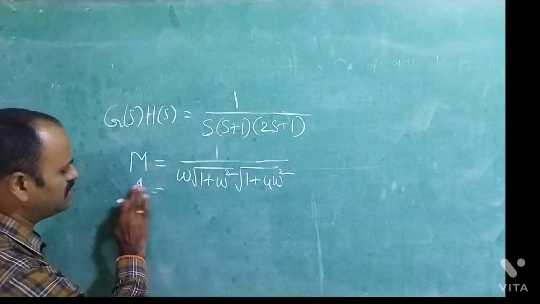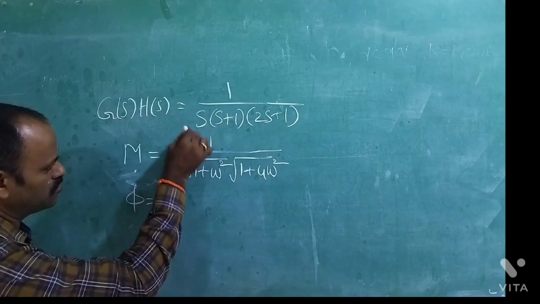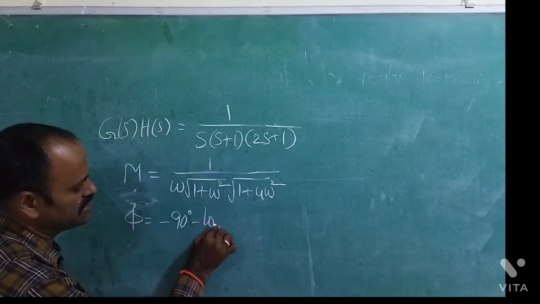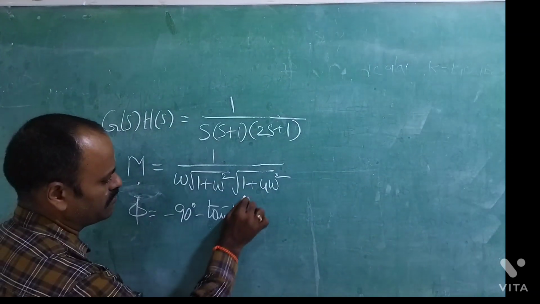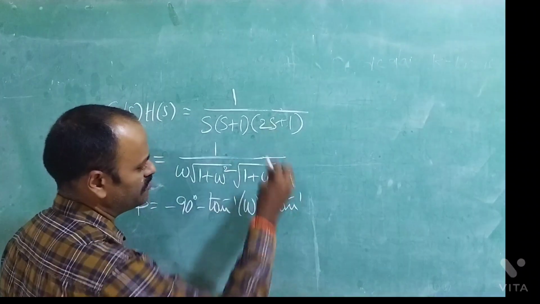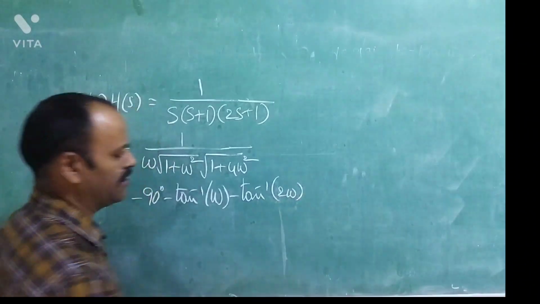Coming to the phase equation, phi is equal to, for 1 by s, that is minus 90, minus tan inverse of omega, minus tan inverse of 2 omega.